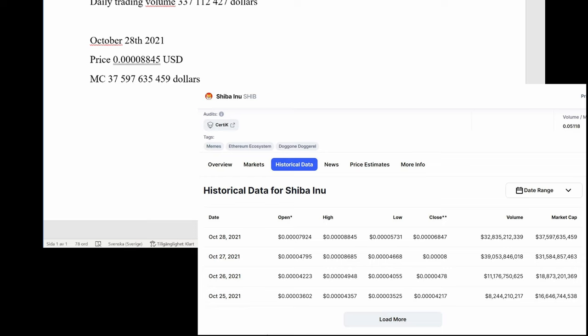However, on October 27, 2021 was the highest daily trading volume, with a little higher trading volume at 39 billion, 53 million, $846,018. So let's say the daily trading volume was 39 billion dollars. And after checking BscScan, Solscan, and Etherscan, I found out that Shiba Inu has a little bit more than 1.2 million wallets. Okay, great. Now, let's have a check on Safemoon.